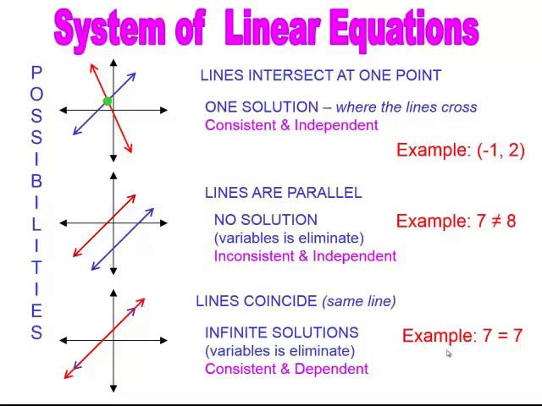So when the variable is eliminated and you get something that equals the same thing, then we have infinite solutions or all real numbers. When the variable is eliminated, if the two things aren't equal, then it's no solution. But if the variable is eliminated and the two things are equal, then there's infinite solutions.